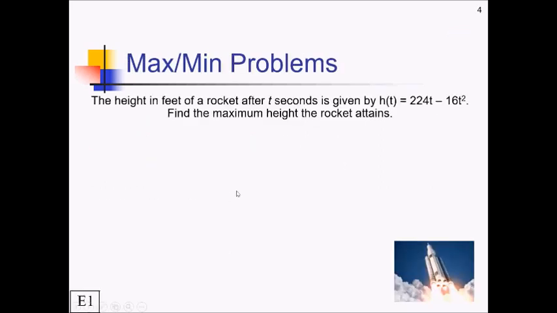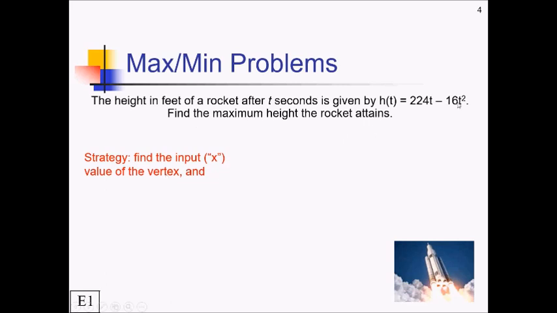For our first example, we have the height in feet of a rocket after t seconds given by this h of t formula. We want to find the maximum height that the rocket attains. So our strategy on all these max-min problems, since the maximum value always occurs at the vertex, we first need to find the input or x value of the vertex. So let's start by doing that on this problem.